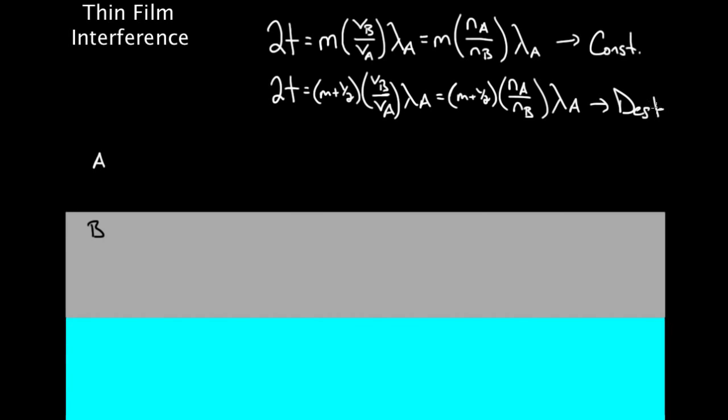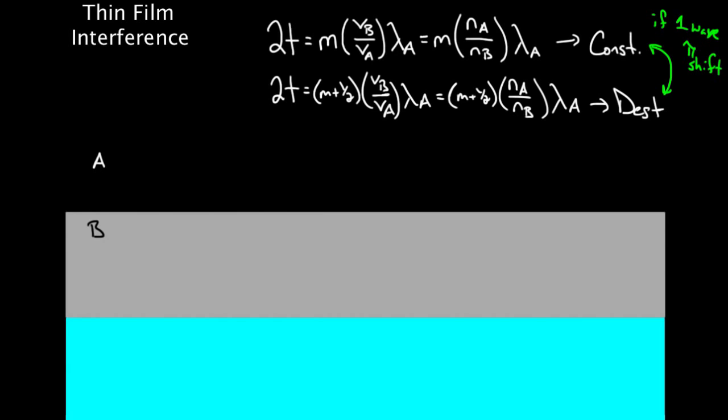The only other thing to worry about is if there's a relative pi shift. You would flip-flop these conditions. These half integers would give you constructive, and the integers would give you destructive if one wave, and only one wave, gets a pi shift. If one wave gets a pi shift, then you swap these conditions. This still looks a little bit intimidating. I'm sorry.